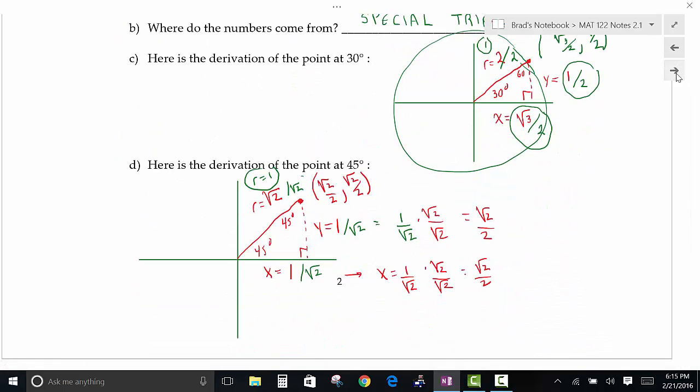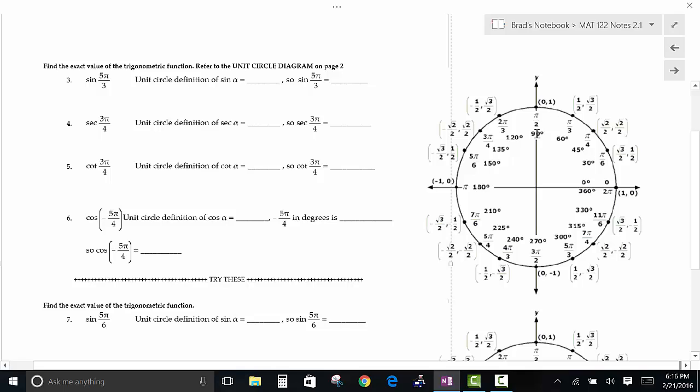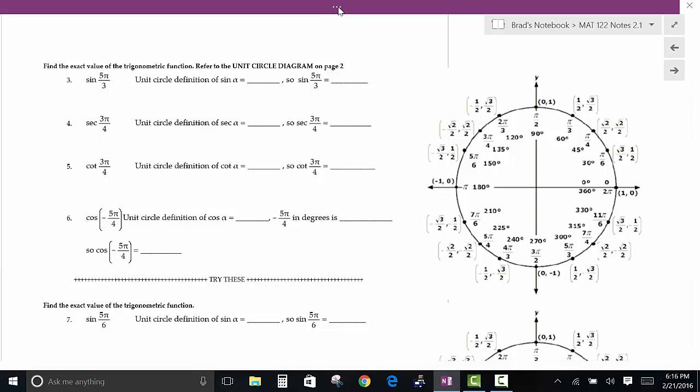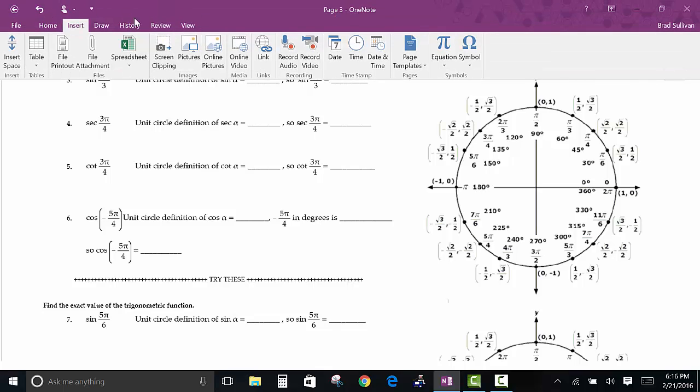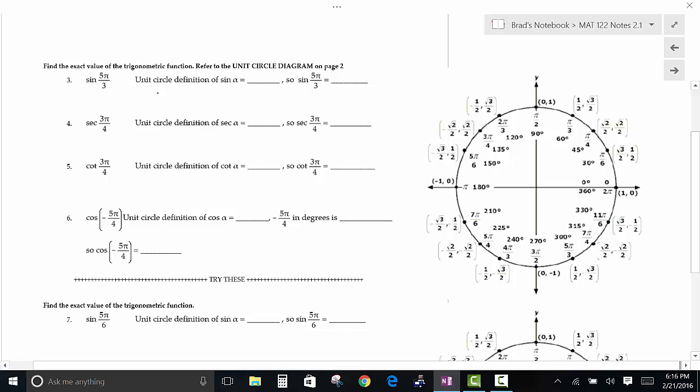Okay, so going on to the next page, we're now going to learn how to use this unit circle a little bit. I've displayed a couple of unit circles on here, and we're going to learn how we get these values now. So we're going to look at a unit circle and look at the sine of 5 pi over 3. So let's start with the sine of 5 pi over 3.